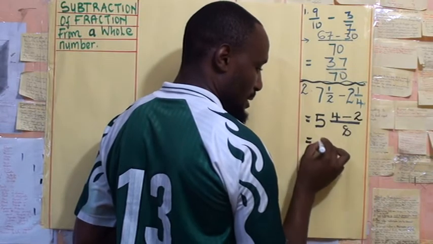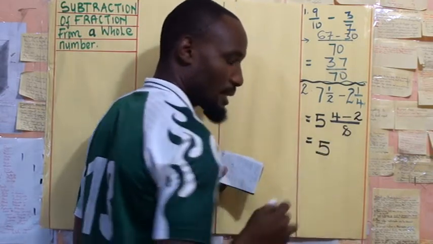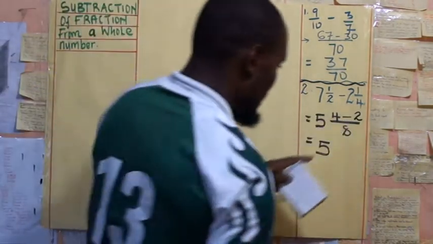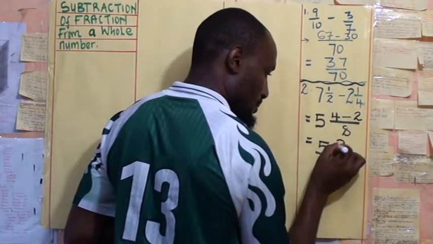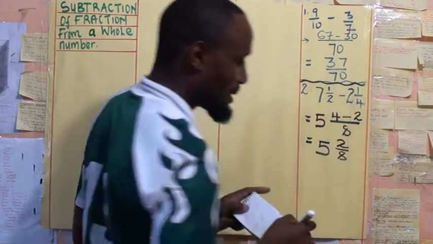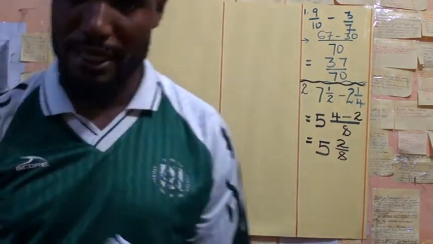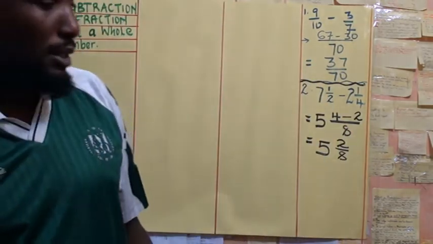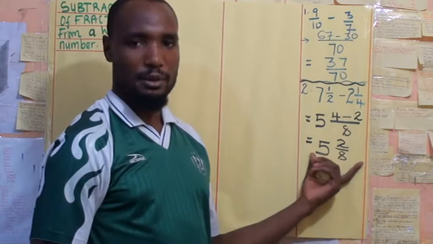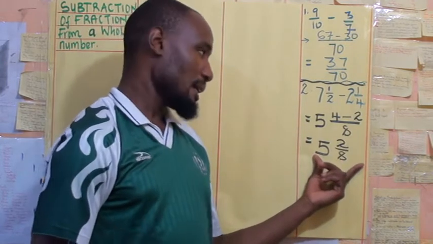What will you get? You're going to get 5. Can you see that? Then 4 minus 2 is 2 over 8. So your answer is 5, 2 over 8. To this level, I'll not teach you how to simplify this, but I'll come to the topic of simplification later on as we go on.